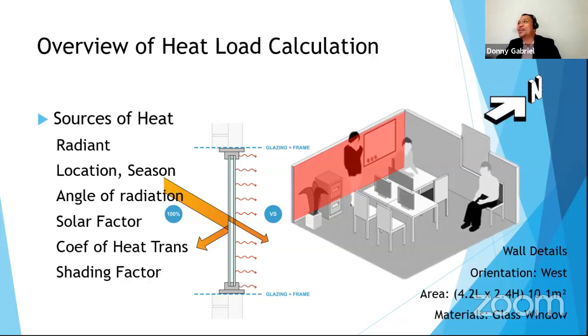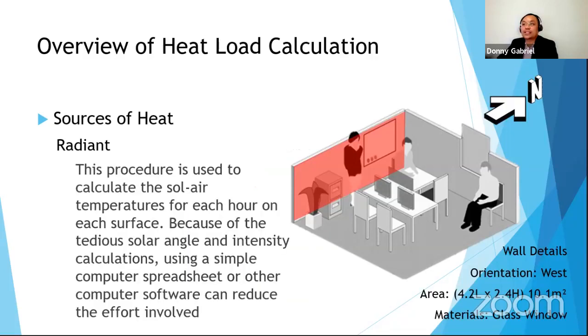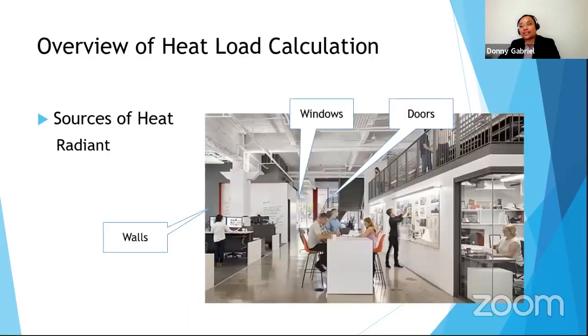Let's just say it would take us a long time to calculate how much heat is coming from the sun going inside the building. As for now, because of this complicated procedure, it's easy to use spreadsheets or software calculations to reduce the time involved in calculating the total heat generated through radiant.